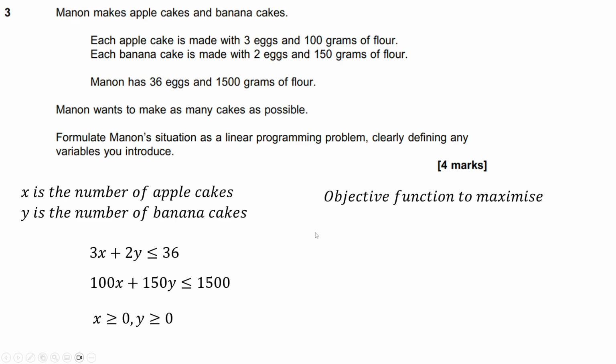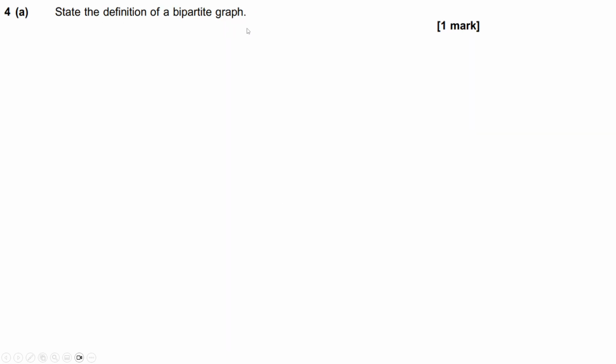Now, the objective function is the function which you maximize. Sometimes it's called p, sometimes it's called z, I think. Anyways, you just want to specify whether you're maximizing or minimizing it. We're going to maximize x plus y because we want to have the most number of apple cakes plus banana cakes.